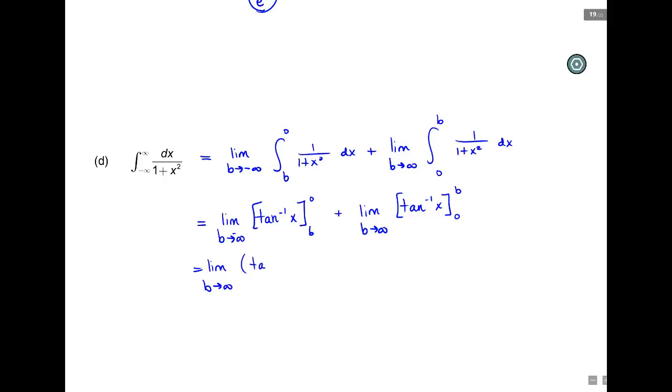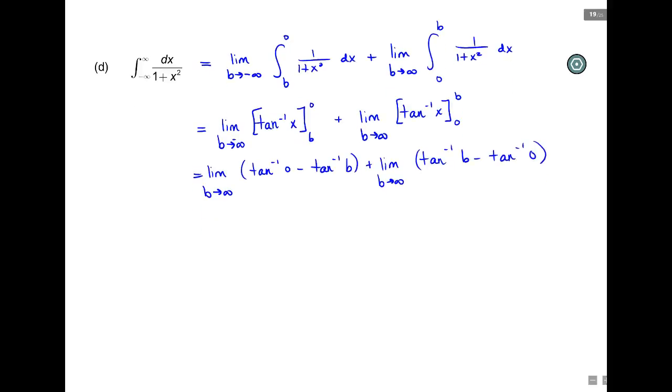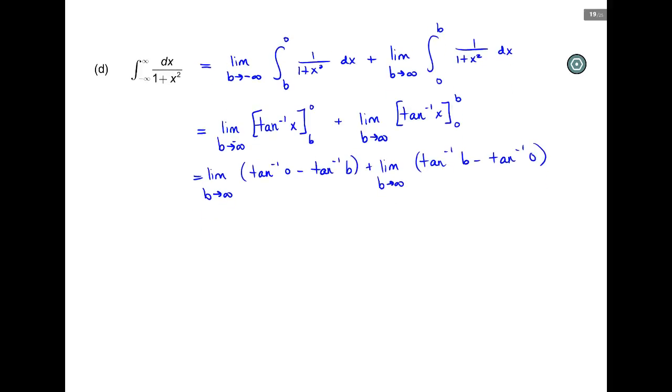So I have tangent inverse of 0 minus tangent inverse of b, plus the limit as b approaches infinity of tangent inverse of b minus tangent inverse of 0. Now, tangent inverse of 0 is going to give us 0. And now the next part's kind of tricky, because of the tangent inverse of b.